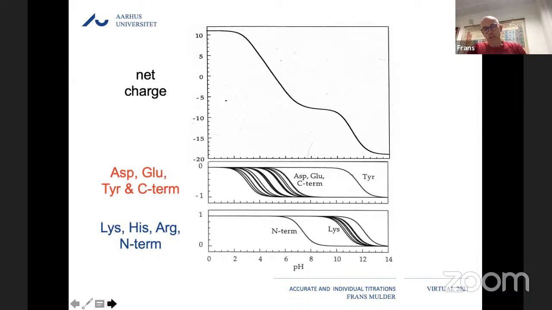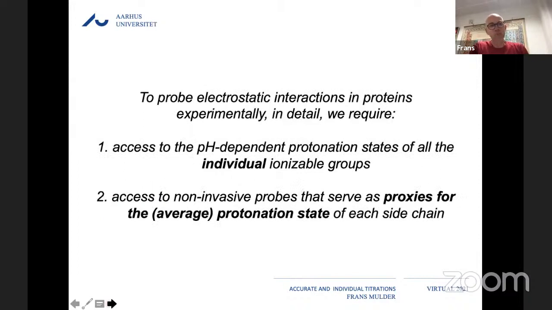And as you see on this example graph, of course, the individual aspartates and glutamates might have quite different pKa values. They don't all have the same pKa value. But how can one get access to these titration curves for individual sites? That is the question here.